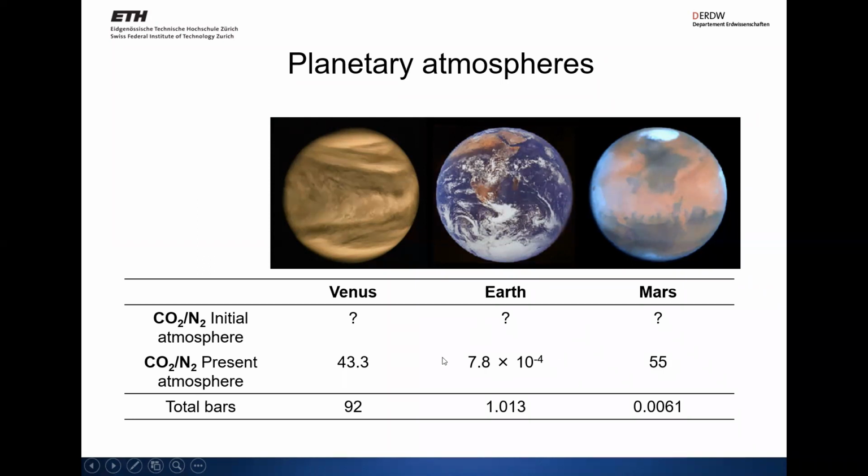Curiously, then, we turn to the Earth, which, despite falling within these planets in terms of its total pressure, so 92 bars for Venus and 610 Pascal for Mars, has a distinctly different CO2 to N2 ratio. And so the question then becomes, why did the Earth evolve in such a distinct manner from its planetary neighbors?